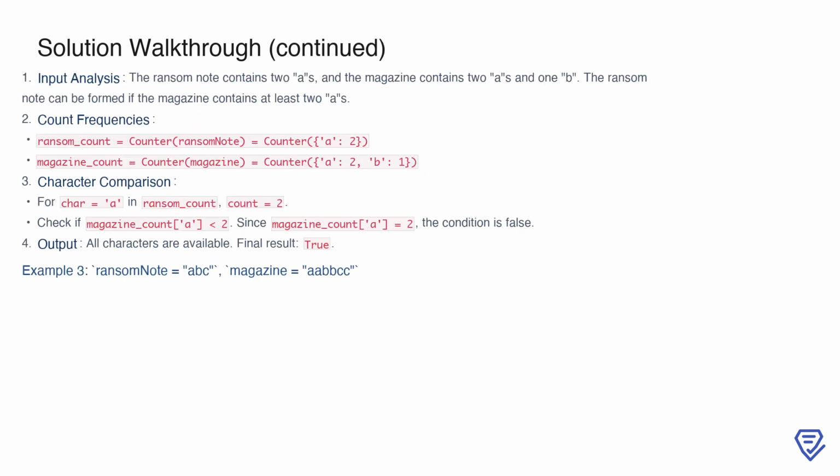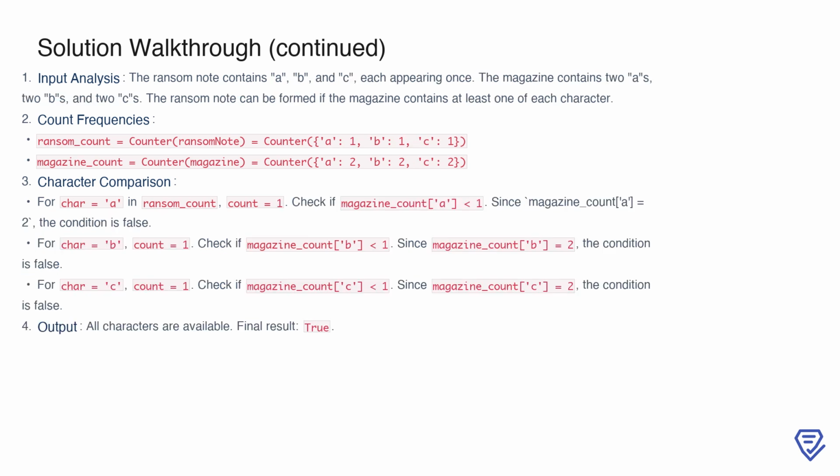Now, in the second example, the ransom note contains 2 A's, and the magazine contains 2 A's and 1 B. To determine if the ransom note can be formed, we again count the frequency of characters in both strings. Here, ransom_count is {A: 2}, and magazine_count is {A: 2, B: 1}. Next, we compare the counts for the characters in the ransom note. For the character A, the ransom note requires 2, and the magazine also has exactly 2. Since the magazine has sufficient occurrences of A and there are no other characters in the ransom note, we can conclude that the ransom note can be constructed using the magazine. The output for this example is true.